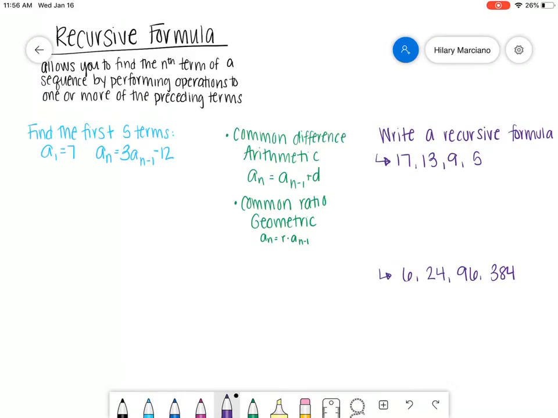Remember that for arithmetic we call it a common difference, and that's adding or subtracting something to a number to get the next number in the sequence, or the next term in the sequence. And then for a geometric sequence we call it a common ratio, which is something we're multiplying or dividing the first number by to get the second number. So first we'll look over here at finding the first 5 terms of a sequence.